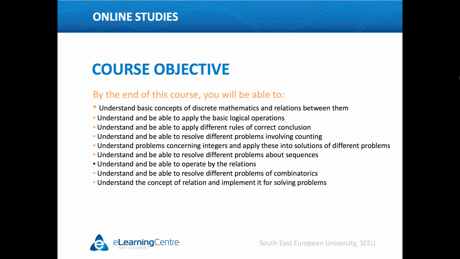To understand problems concerning integers and apply these to solutions of different problems, because integers have an application in different parts of computer science. To understand and be able to resolve different problems about sequences. To understand and be able to operate with relations, we will start with the discussion of binary relations. We will learn the properties of the relations and try to apply this. Then to understand and be able to resolve different problems of combinatorics, starting from variations, permutations, combinations and so on. To understand the concept of relation and implement it for solving problems. So these are basically the objectives of this course.